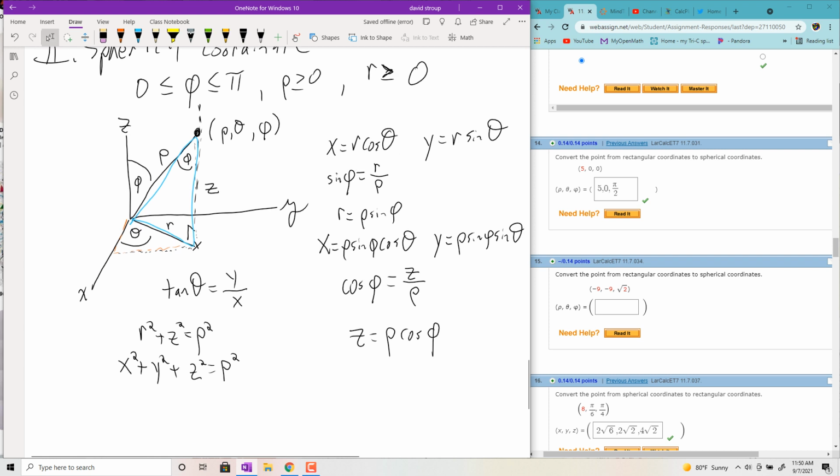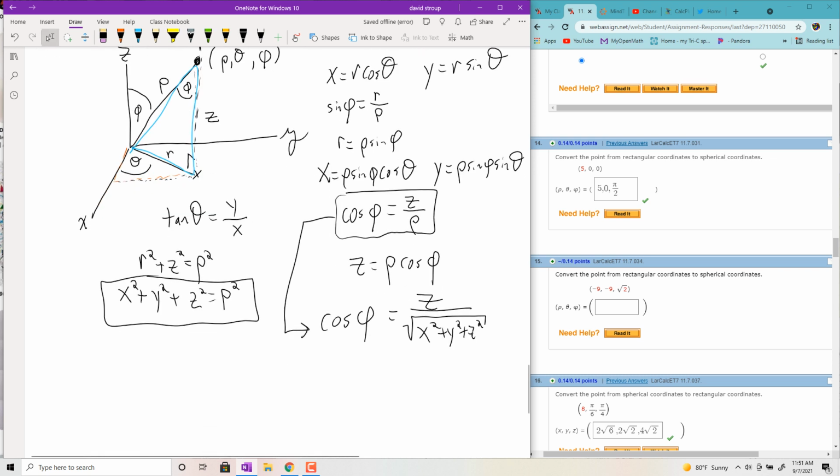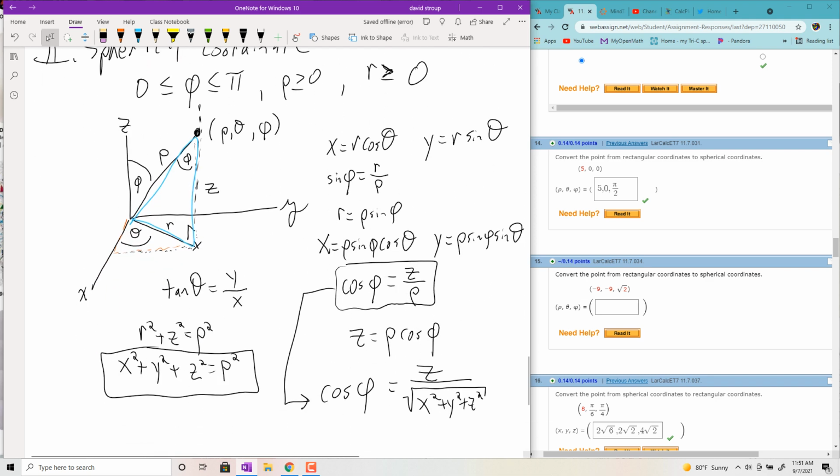What else can we do? From this cosine phi formula, we can get another relationship. Cosine of phi is equal to z all over rho. From this formula, if you solve for rho, because rho is greater than 0, you get rho equals the square root of x squared plus y squared plus z squared. Sometimes that formula is helpful as well. So you get a ton of formulas. You basically use these things to convert the coordinates and the equations like we did with the polar coordinates.